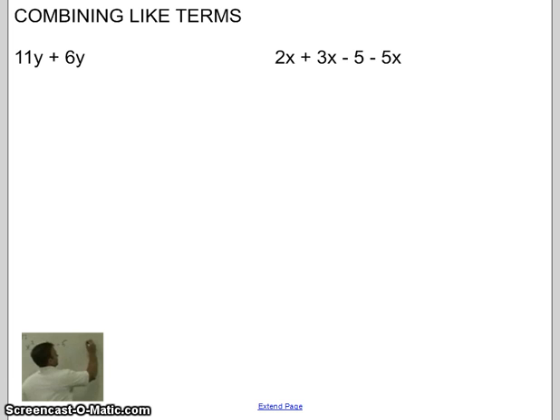Combining like terms. Let's combine them now. So I have 11y and 6y. They are like terms. So what we're going to do is add or subtract the coefficients. Again, the coefficient is the number in front. So we're going to add our coefficients. We have 11 and 6. So we're going to take 11 plus 6, and the like term is y, so 11 plus 6 is 17, so 17y is your answer.